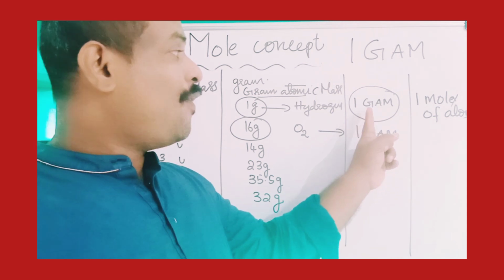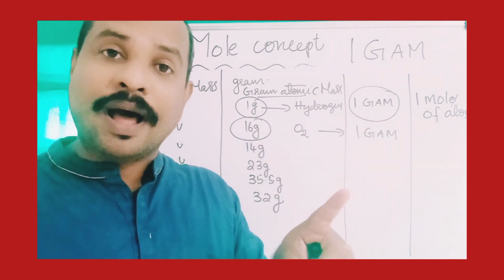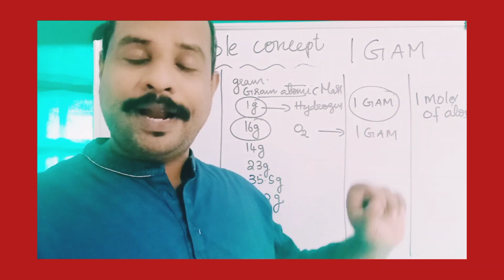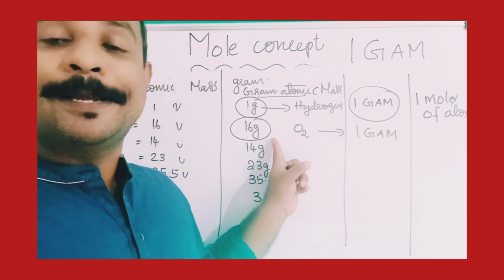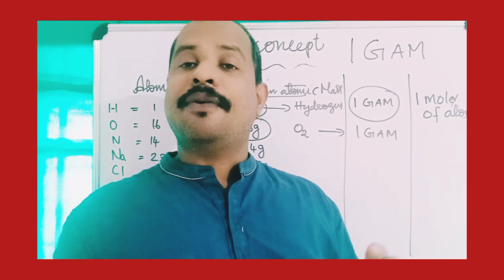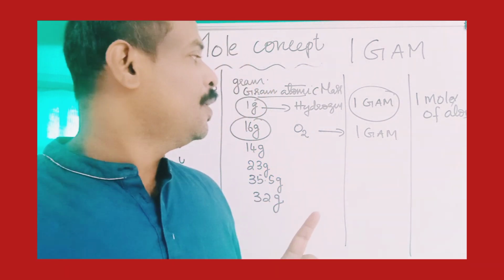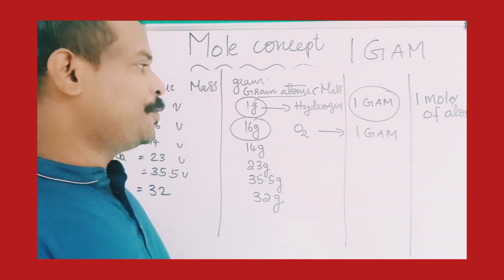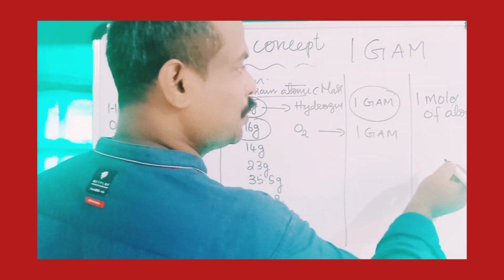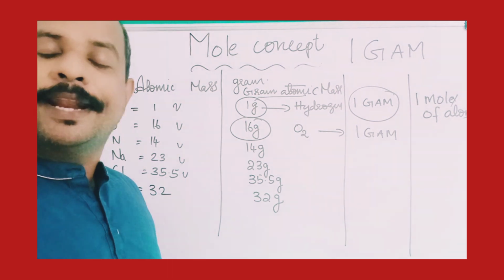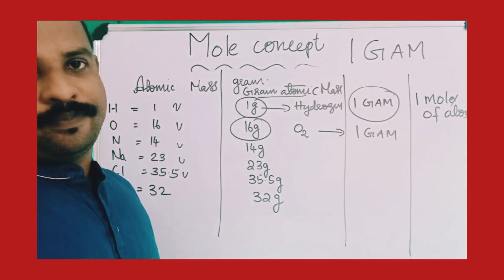That means 1 GAM of hydrogen should have 1 mole of hydrogen atoms. 1 GAM of oxygen indicates that it should have 1 mole of oxygen atoms. 1 GAM of nitrogen should have 1 mole of nitrogen atoms.